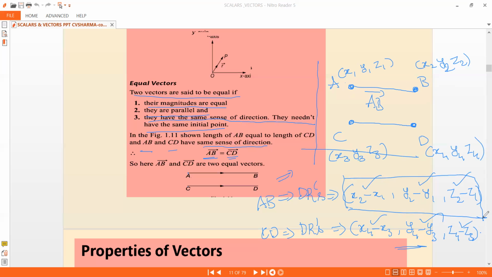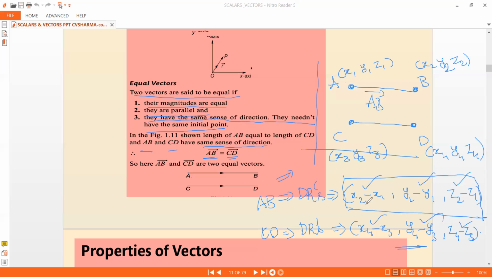So the direction ratios will remain the same for the parallel vectors and the equal vectors. For equal vectors, the direction ratios remain the same. This is the idea you need to have. And for parallel vectors, the direction ratios will be proportional. We'll come to that point later. So this is what the direction ratios concept is.